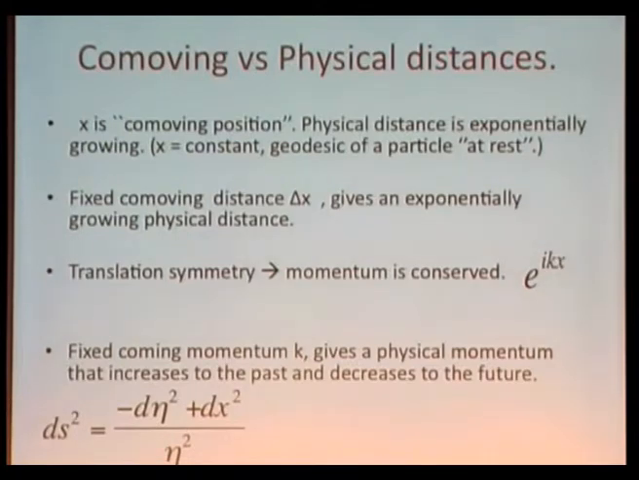I normally quote results in Fourier space. And if you have a fixed momentum k, that corresponds to a given comoving distance and corresponds to a physical momentum, which is very small in the future. Physical proper momentum is very small in the future. That corresponds to very long proper distances in the future, but very high momenta in the past. Okay.